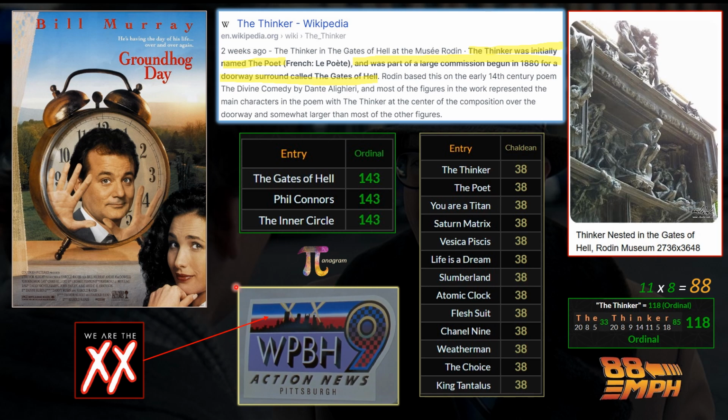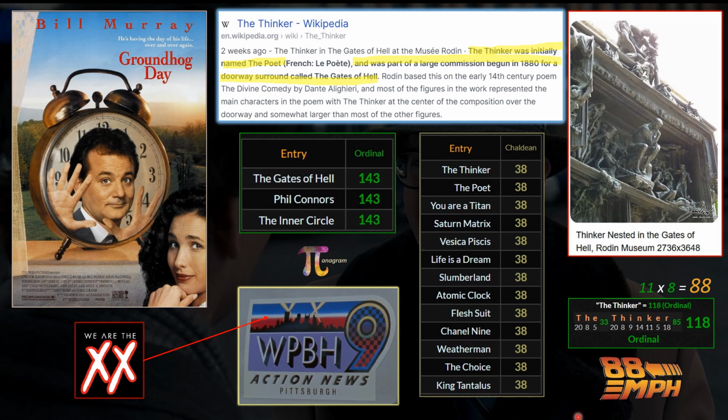There's an image here of the WPBH Action News, which is off the van that Phil arrives in Punxsutawney in, and you can see the spotlights make a double X for the twin X symbology there.